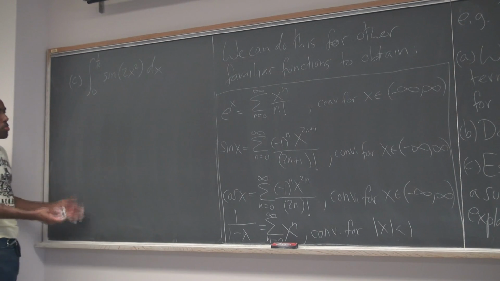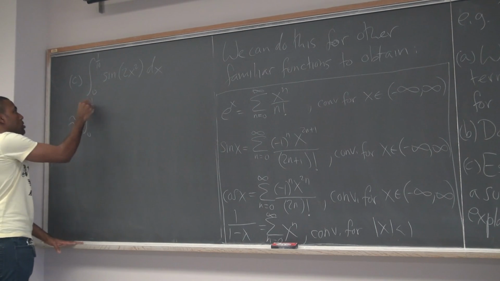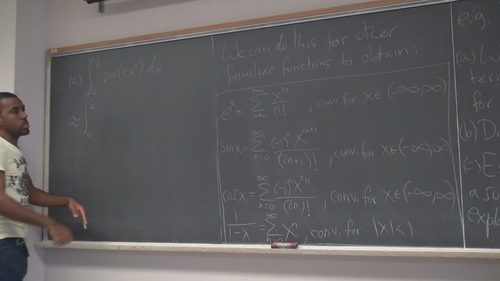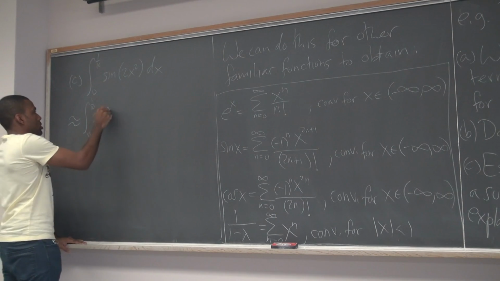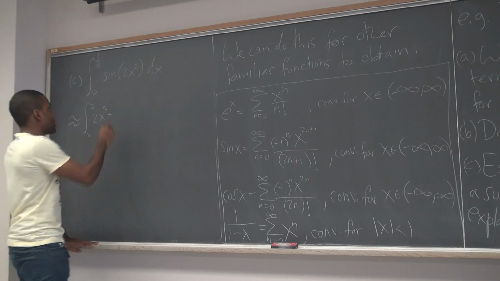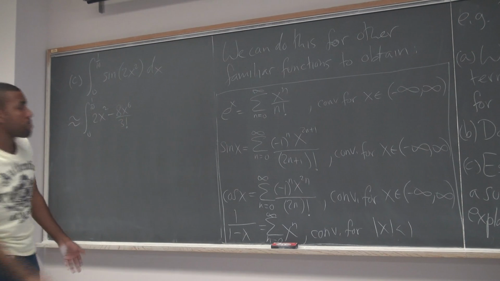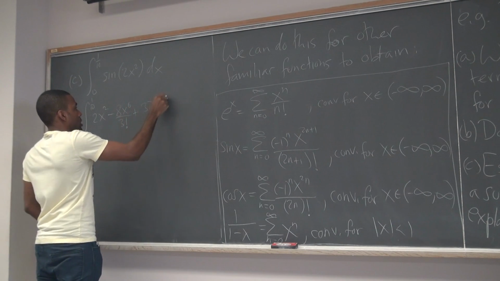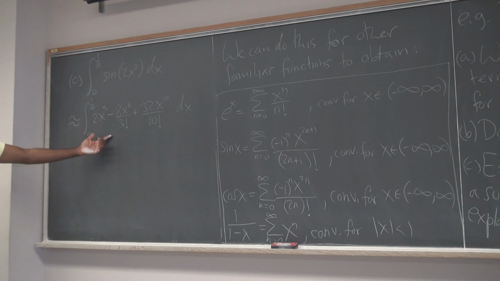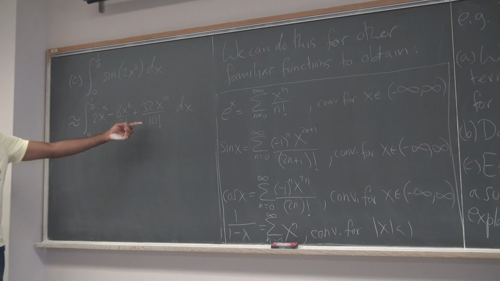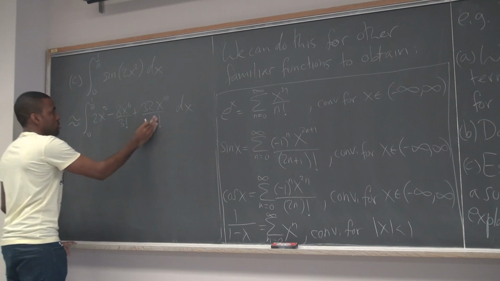So basically what we're going to do is approximate. We're saying this is roughly equal to, replacing this with its series. In fact, I'm going to replace it with the three terms that I just found: 2x squared minus 8x to the 6th over 3 factorial plus 32x to the 10th over 5 factorial. Now, they said the sum of 2 terms, but there's a reason why I'm doing 3 terms, you'll see in a second.